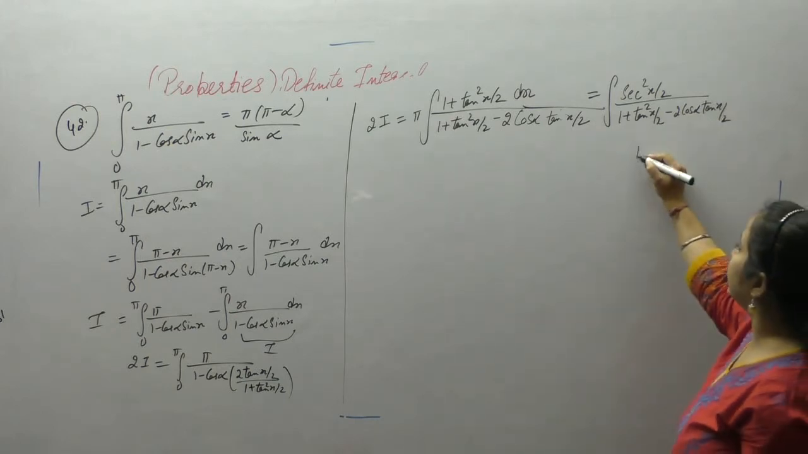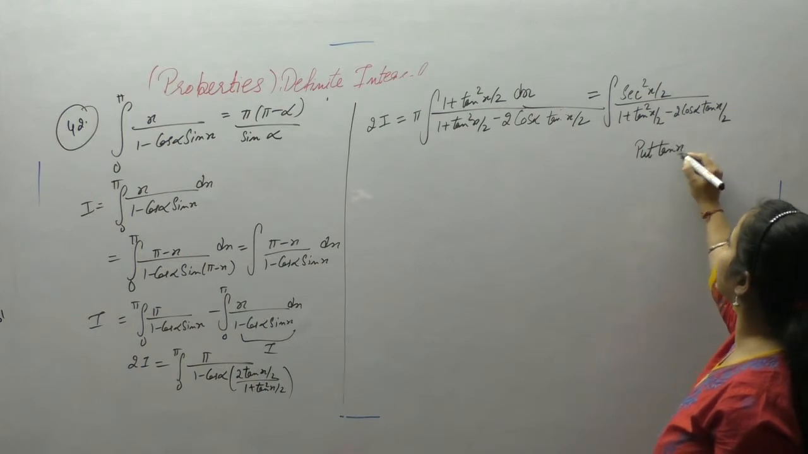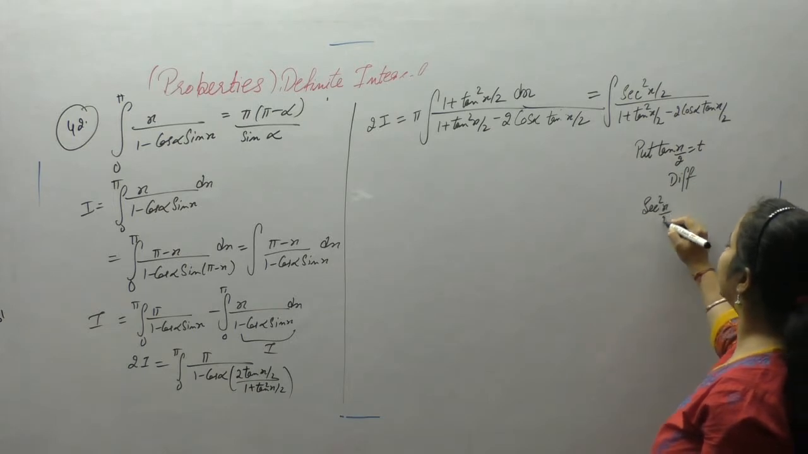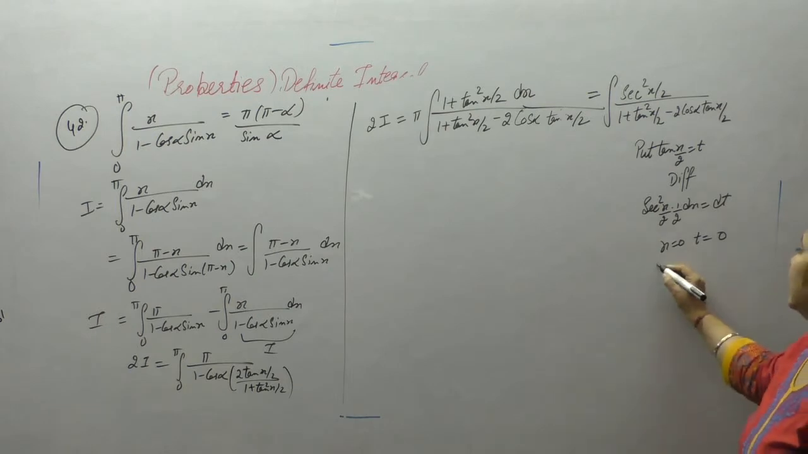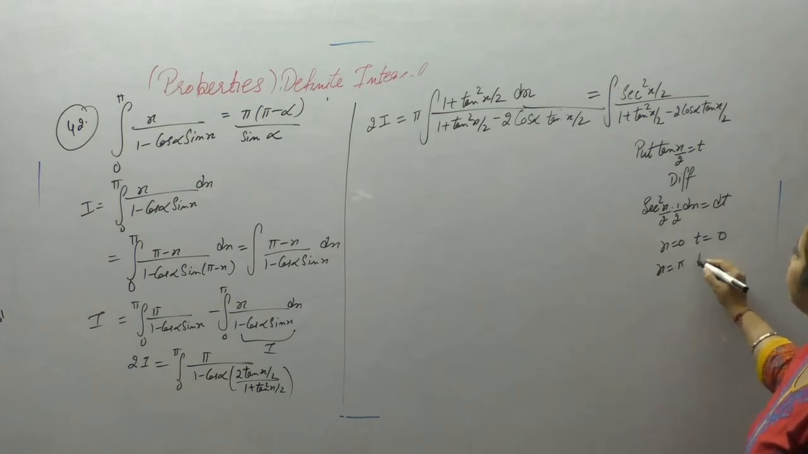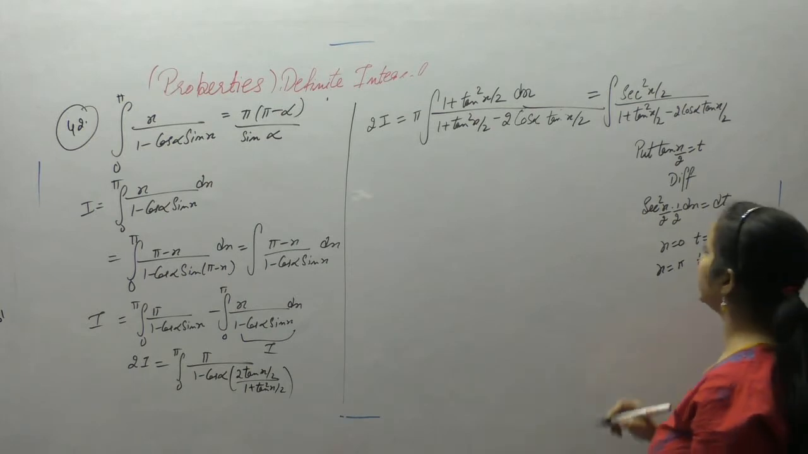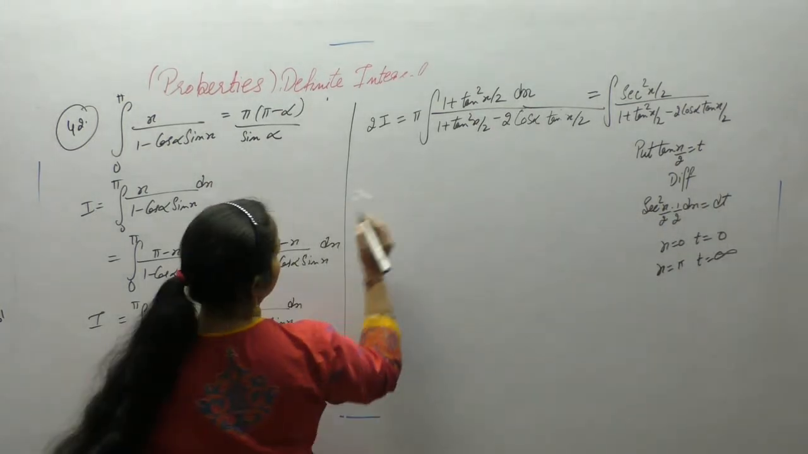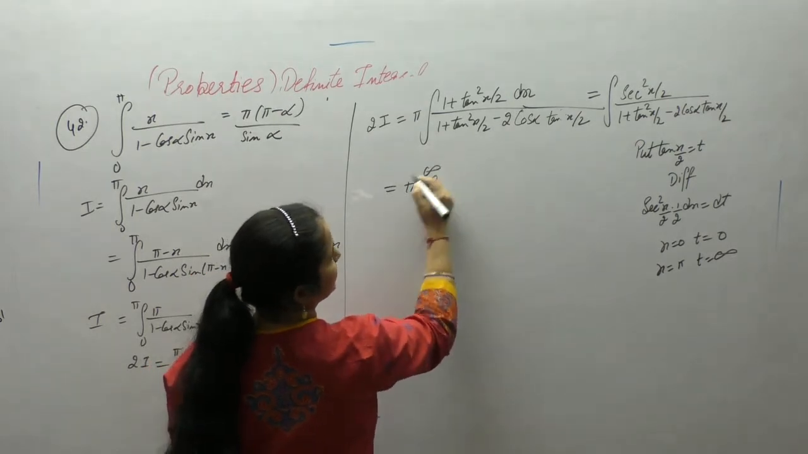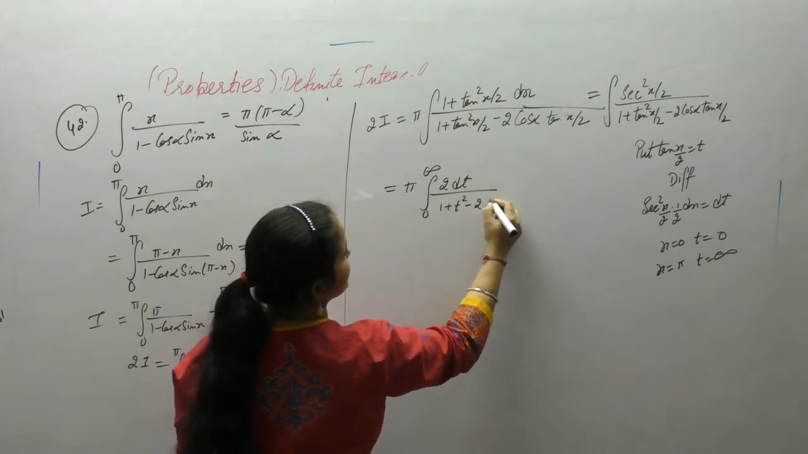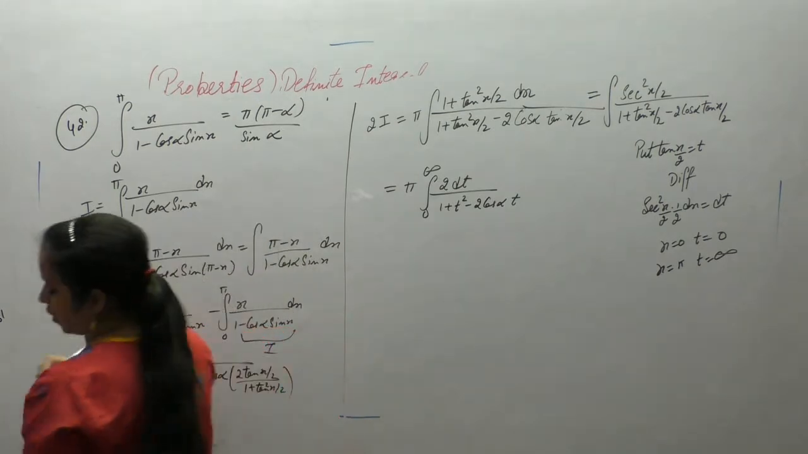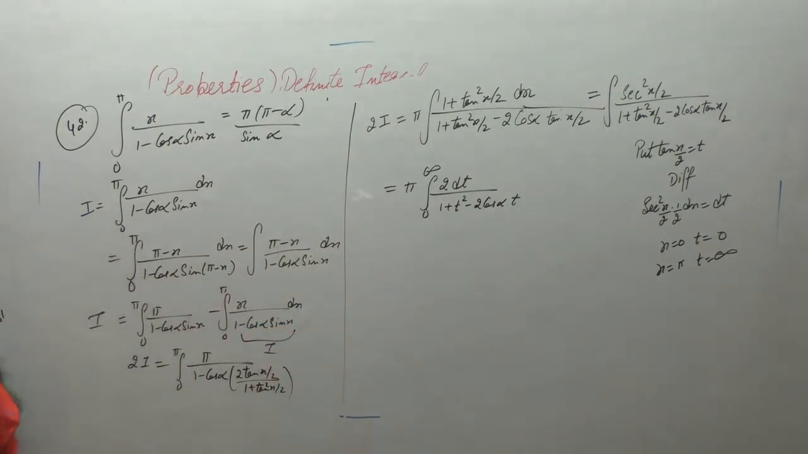Now again we have the derivative of tan here. So put tan x by 2 as t. The derivative of tan is sec square, and the derivative of x by 2 is 1 by 2. When x is 0, tan 0 is 0, and when x is pi, t is tan pi by 2, which is infinity. So the limit goes from 0 to infinity. Sec square x by 2 dx is 2 dt upon 1 plus t square minus 2 cos alpha into t.